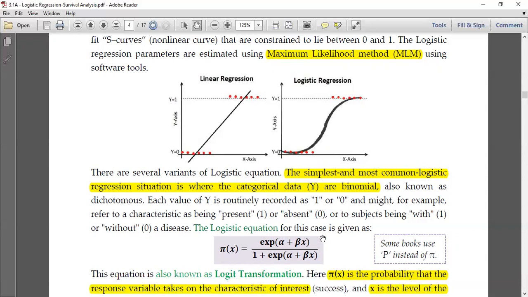What is the complicated or multi next level equation? You can have one more variable, x1 and x2. Two input variables are there, explanatory variables, what we call independent variables. There may be two. We had multiple linear regression, right? Similar to that. In that case, how does the equation look? Exponential of alpha plus beta 1 x1 plus beta 2 x2 divided by 1 plus exponential of alpha plus beta 1 x1 plus beta 2 x2. So that is slightly complicated. Similarly, you can extrapolate it further for n number of x values, that is explanatory variables.